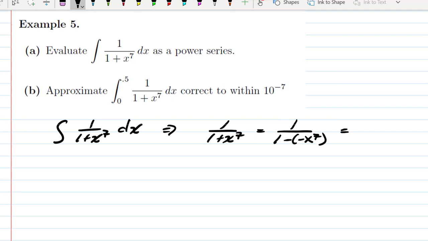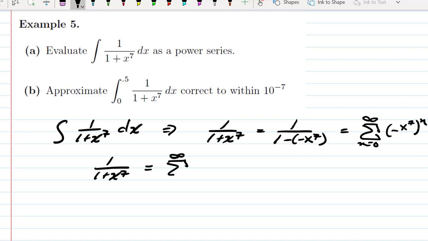So in terms of a power series, that would give us the sum as n goes from 0 to infinity of (negative x to the 7th) to the n. So 1 over 1 plus x to the 7th would be equal to the sum as n goes from 0 to infinity of negative 1 to the n, x to the 7n.